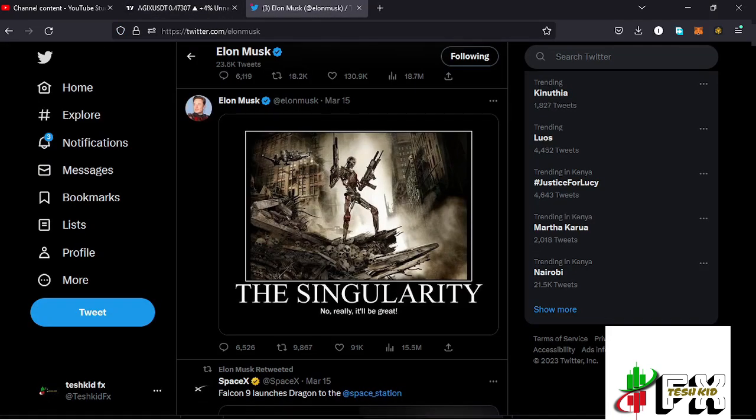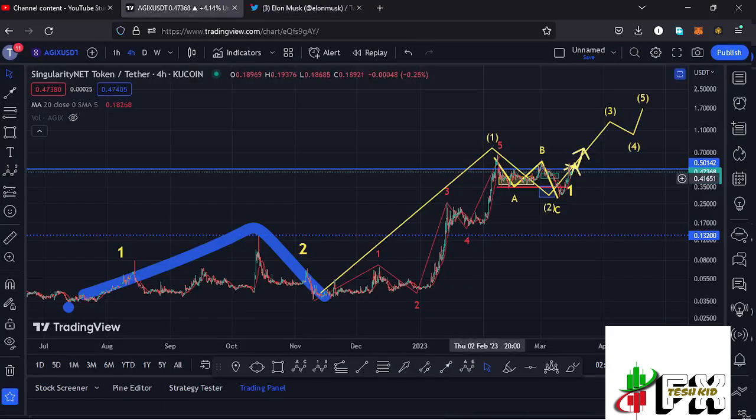where yesterday we saw a massive run up to the upper side, and that was as a result of a tweet by Elon Musk, where he was saying that AGIX is going to be great. And after that tweet, there was a massive run up on the AGIX chart, and at the time of this recording we have been cooling a little bit, and that is because of the Elliot structures, which we have continued to obey.